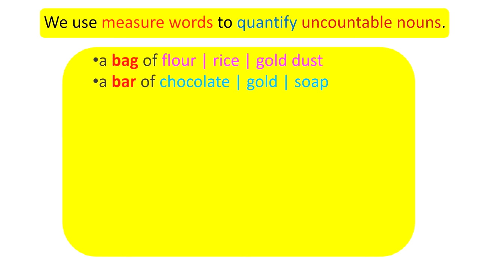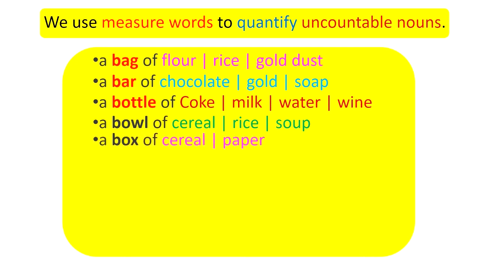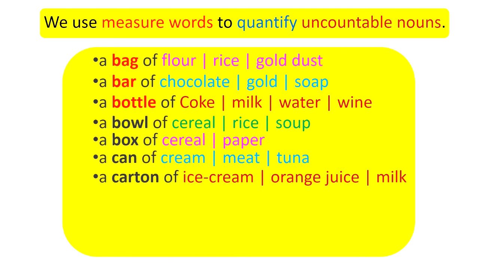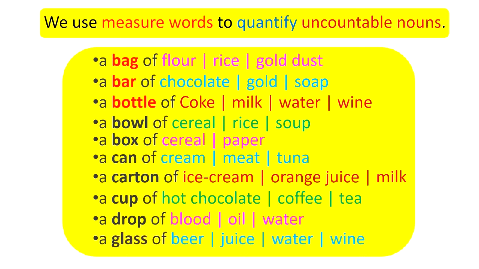In the same manner, a bar of chocolate, gold or soap, a bottle of coke, milk, water or wine, a bowl of cereal, rice or soup, a box of cereal or paper, a can of cream, meat or tuna, a carton of ice cream, orange juice or milk, a cup of hot chocolate, coffee or tea, a drop of blood, oil or water, a glass of beer, juice, water or wine.